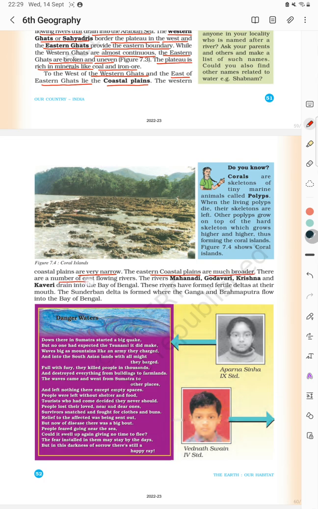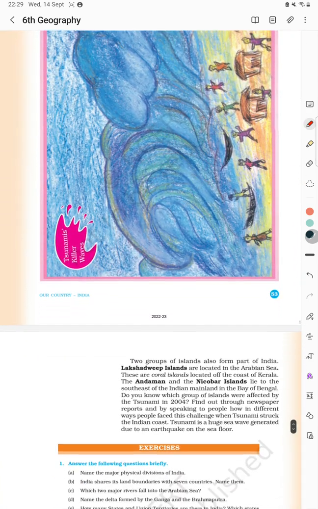There are a number of east flowing rivers. The rivers Mahanadi, Godavari, Krishna and Kaveri drain into the Bay of Bengal. These rivers have formed fertile deltas at the mouth. And what is mouth of a river? We have already studied. The Sundarban Delta is formed where the Ganga and Brahmaputra flow into the Bay of Bengal.